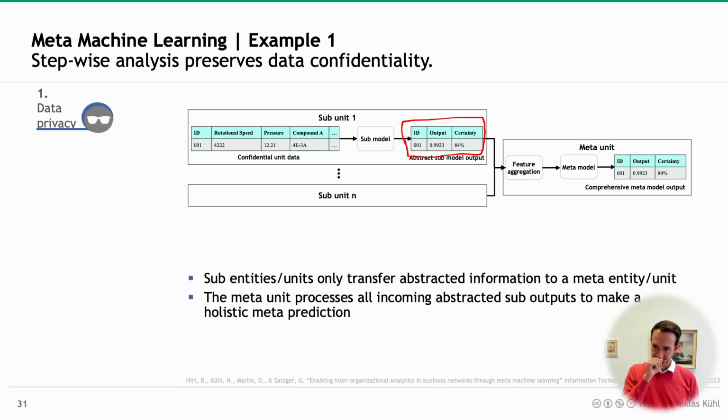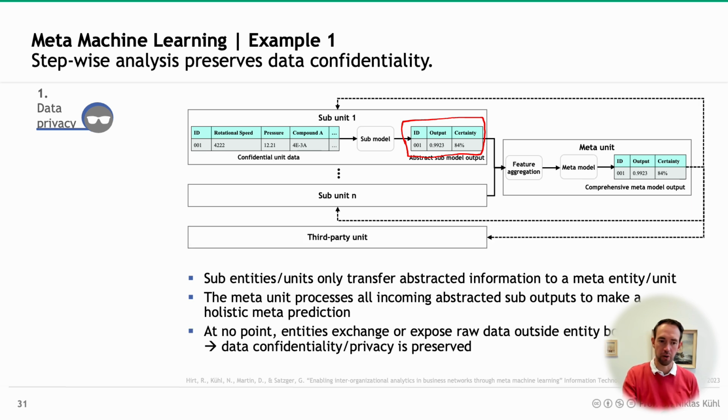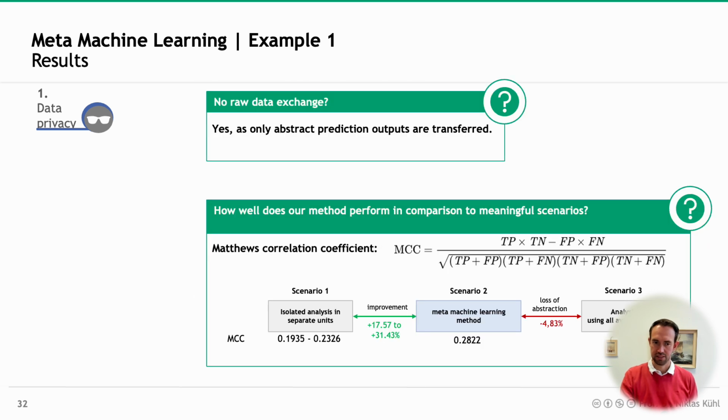So the sub-entities, the lines, they only transfer abstracted information to a meta unit, to the meta entity. And of course, the meta unit processes all incoming abstracted outputs of these entities and makes a holistic meta prediction, but at no point entities exchange or expose raw data, right? So we can definitely say data confidentiality and privacy is preserved with it. So the answer is yes, only abstract predictions are performed.